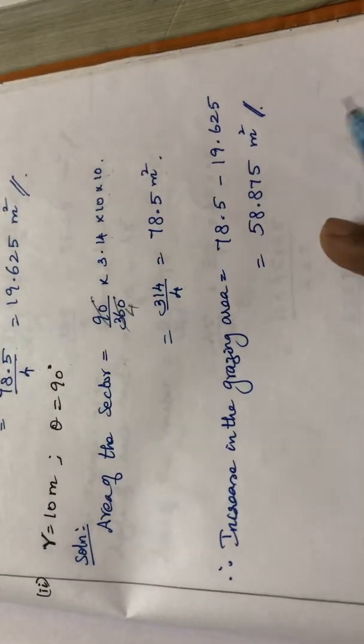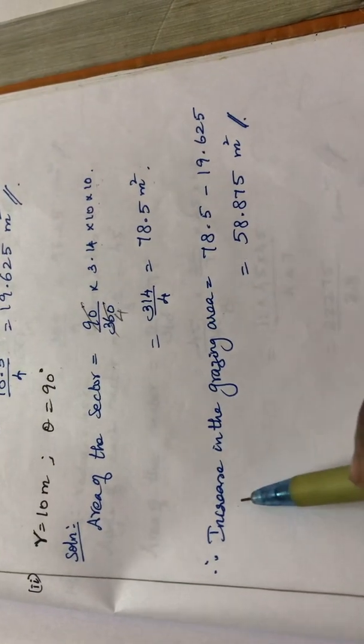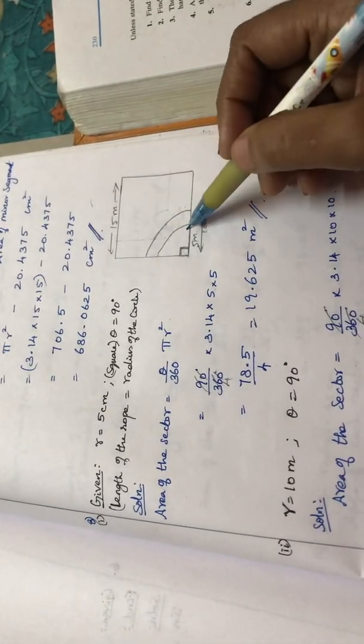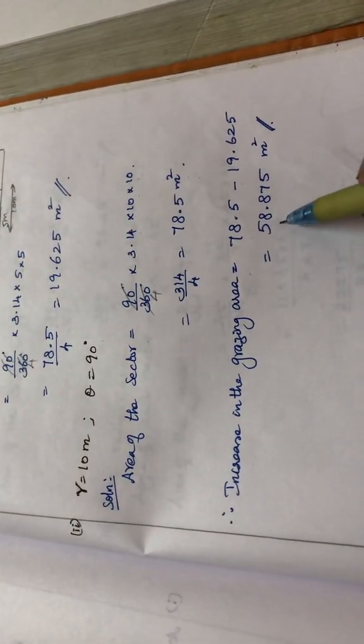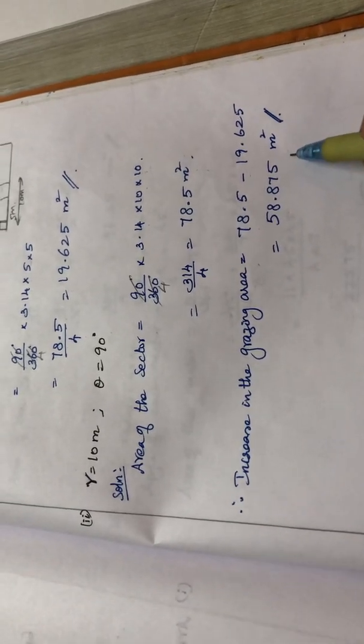So they are asking you, in the second subdivision, what is the increase in the grazing area? So the increase in the grazing area is nothing but the second region minus the first. So 78.5 minus 19.625. So the area increased is 58.875 meters square, the increased region the horse can graze.